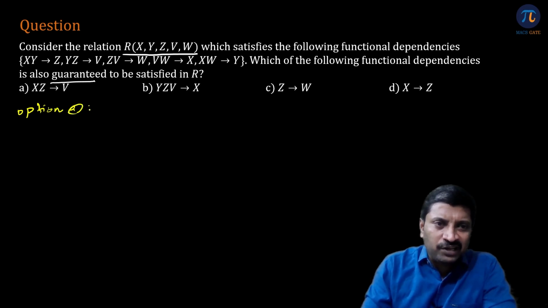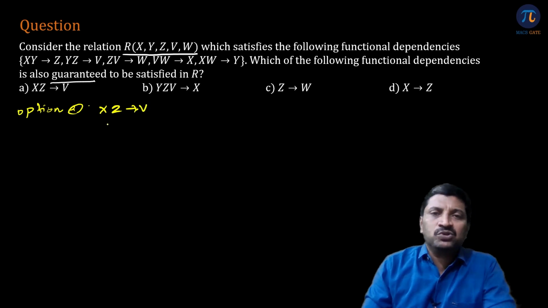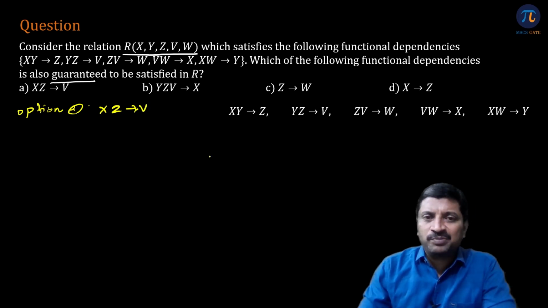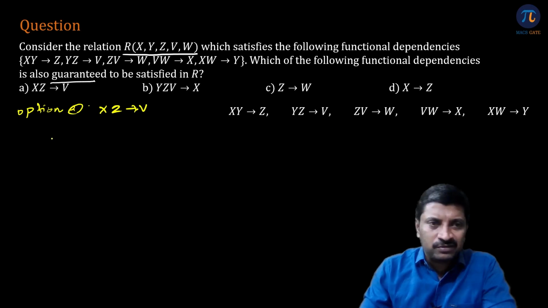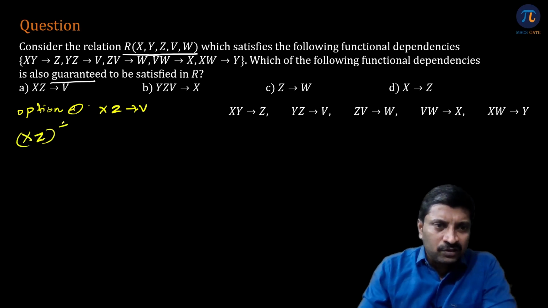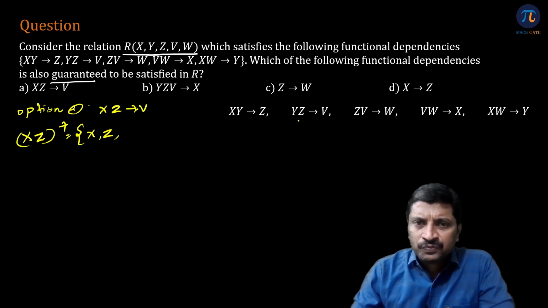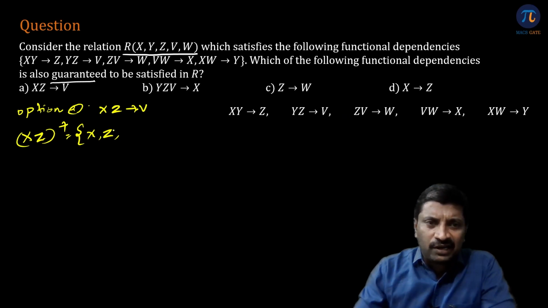So for option A, XZ implies V. So this we need to find. What are the functional dependencies, sir? These are the functional dependencies. So let us find the closure of XZ. What is the closure of X comma Z, sir? I can find X comma Z. Anything else? I think we cannot find any other attributes, sir.